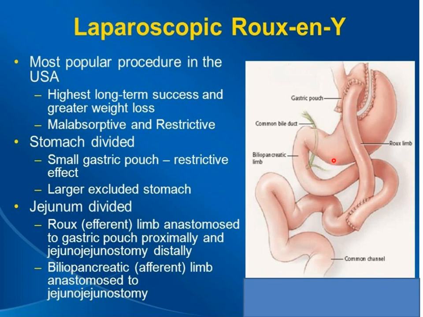So in imaging, we have to focus on a point: the contrast should not go to the excluded part. If you see that the contrast goes into the excluded part, that means there is a connection in between, and the weight gain will recur again. So this is not a good point. This is our job to focus on. The jejunum is divided into two parts: the Roux efferent limb, anastomosed to the gastric pouch proximally and the jejunostomy distally, and the biliopancreatic limb, which, as I told you, will be anastomosed to the jejunostomy.